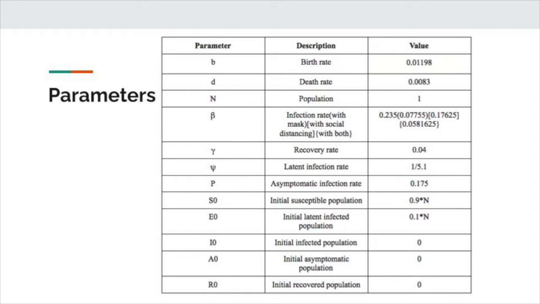Here is a table of all the parameters that my model takes into account. One important thing to note is that I chose to alter the infection rate when introducing mask wearing, social distancing, or both into the simulation. Here the infection rate is reduced by the effectiveness that social distancing or mask wearing has on reducing the spread of COVID-19. And you can see the values that they have for each of those different situations.